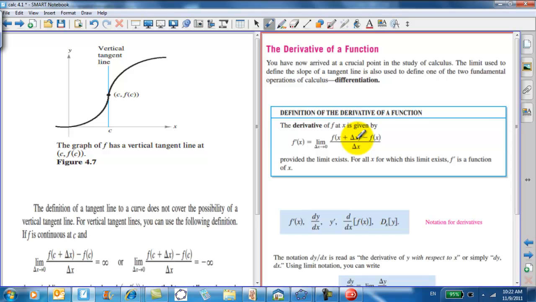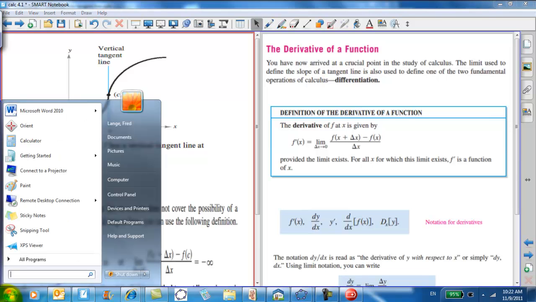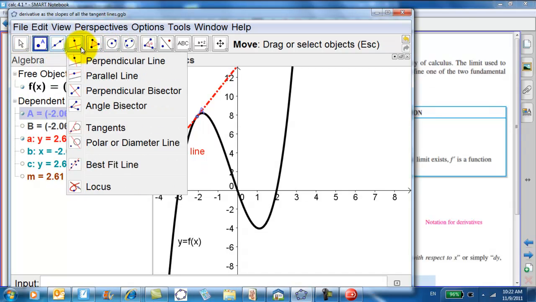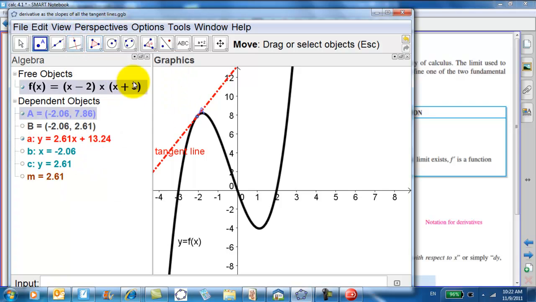And let's take a look at something on GeoGebra to give you a sense of where we're going with this. GeoGebra is very handy because you can use this capability right here to do tangents. You can do tangents to circles and to functions. That's how I set up these tangent lines. I put a point on the function and then just drew a tangent line through it.